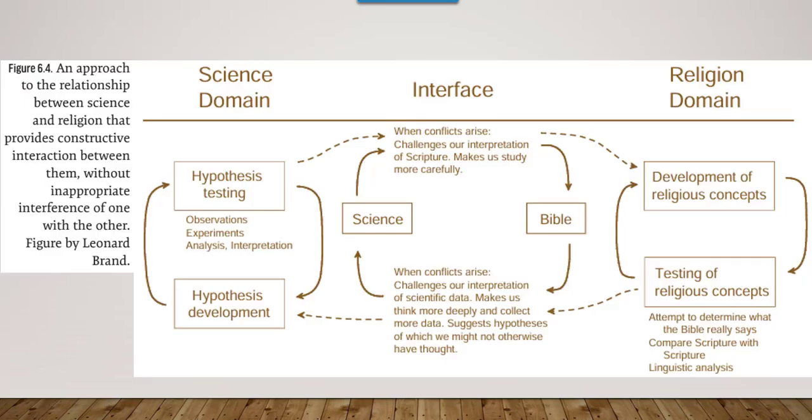This is a good flow chart to kind of help us relate the two. You have a science domain, which goes through scientific testing. This cycle over here, hypothesis, and the development of it, the testing of it through observations, experiments, analysis. That is a scientific process, the scientific method. It interacts with the Bible or interacts with religion when conflicts arise and the Bible speaks to it.